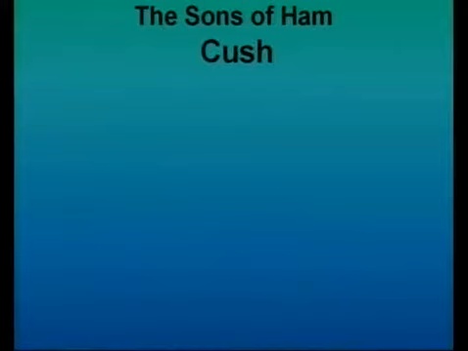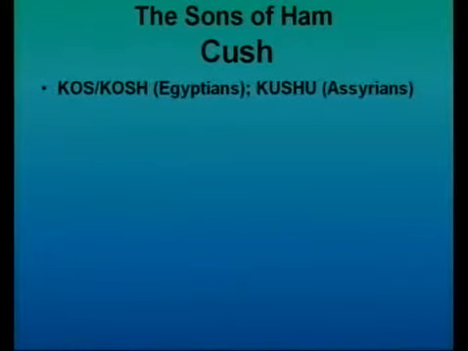Now let's look at some of the sons of Ham. Cush being one of the most famous ones, and it basically became known, we call it today the area of Ethiopia. But the Egyptians referred to it as Kos or Kosh. So you can see the following of that name, Cush. The Assyrians, on their hand, referred to it as Kushu.